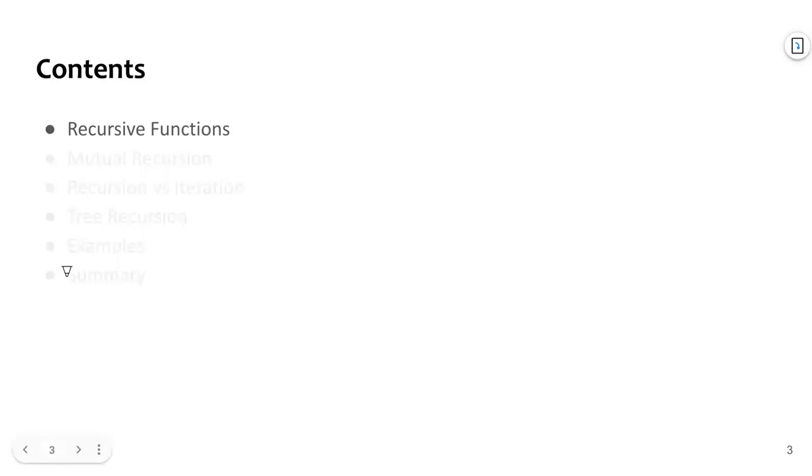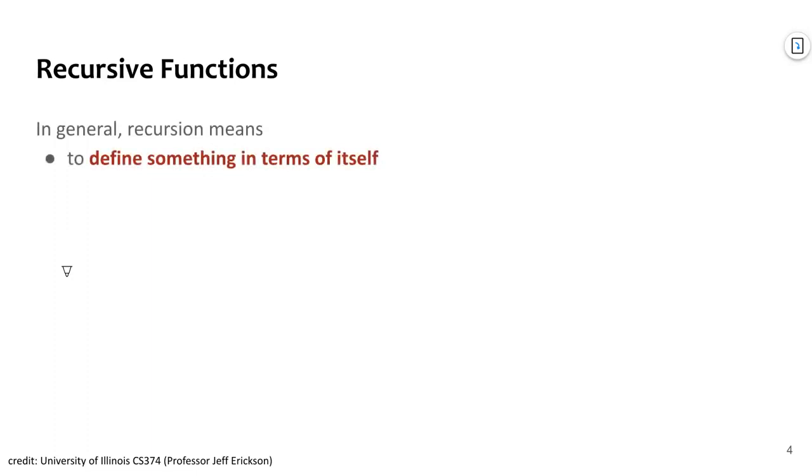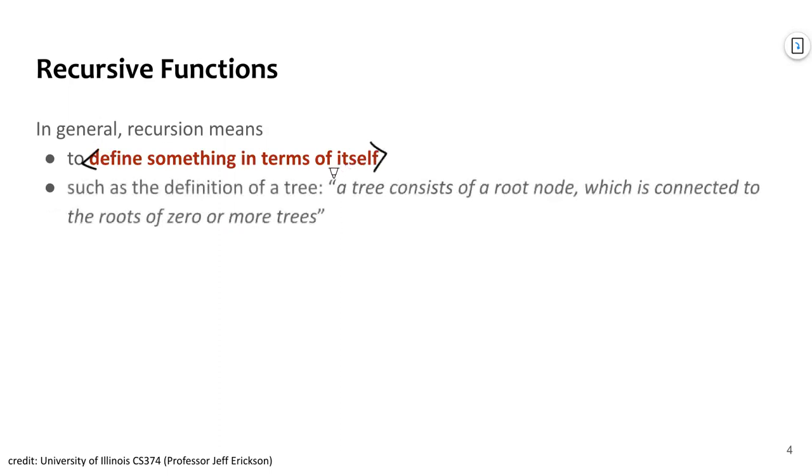All right, let's talk about recursive functions first. So what are recursive functions? In general, recursion means to define something in terms of itself, such as the definition of a tree. So when we define a tree data structure, actually it is another type of data structure we're going to talk about in the following lectures. When we define a tree, we define it in this way.